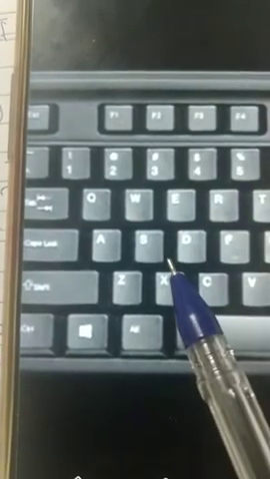R, T, V, Y. These are what? Alphabets are present. Then see here, the numbers are present. It means in this keyboard you have alphabet keys, number keys, and then other different keys on the keyboard. Got it? But today, the alphabet keys are present.